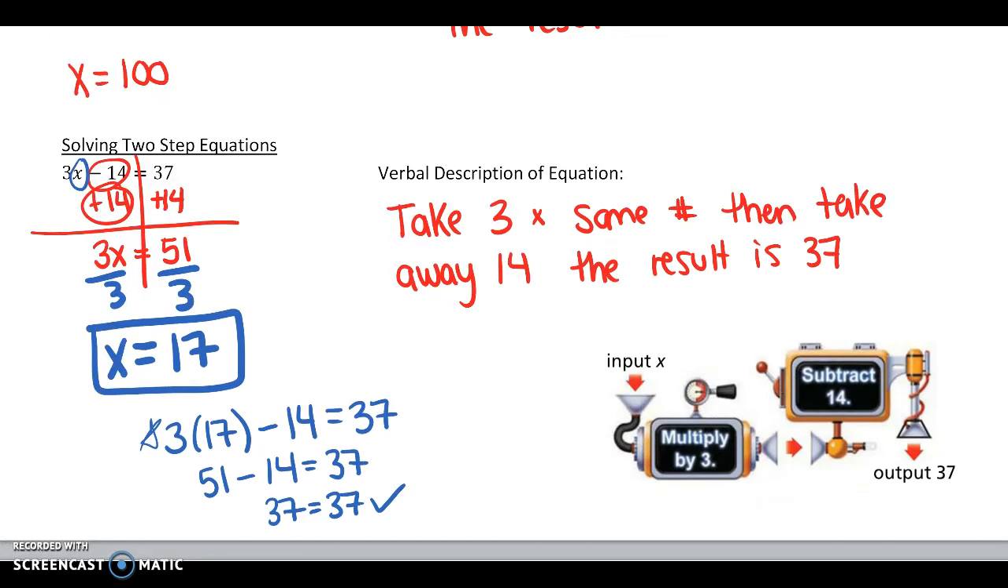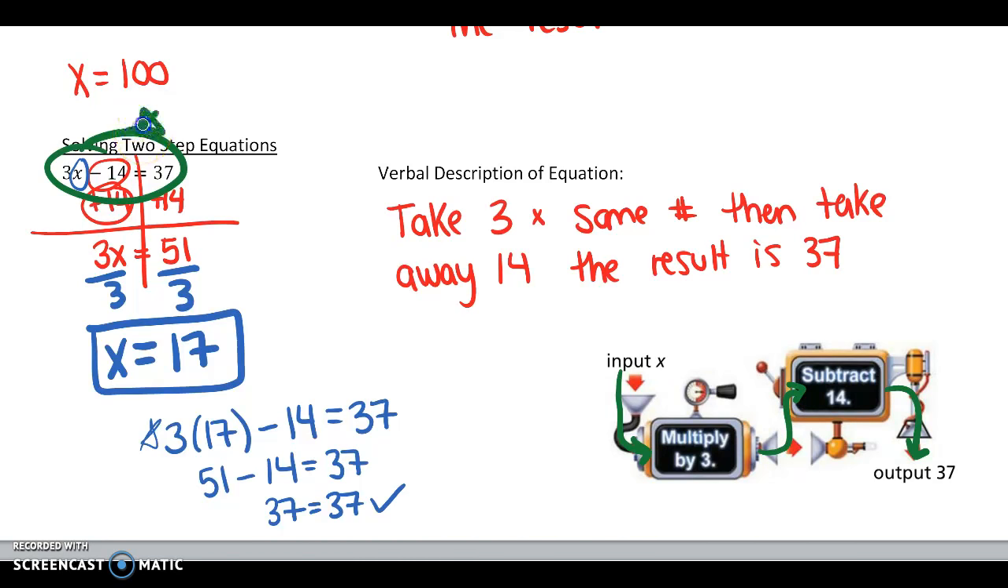Before you kind of end this video, I want to give you one more visual to help. I know back in the day you've seen some function machines, and I think they're really helpful actually. So let's go back to this equation. You had 3x minus 14 equals 37. So if you think about this as a machine, you're inputting x. Whatever you do to x, the first thing you're going to do is multiply by 3. And then you're going to subtract 14, and the output should be 37.